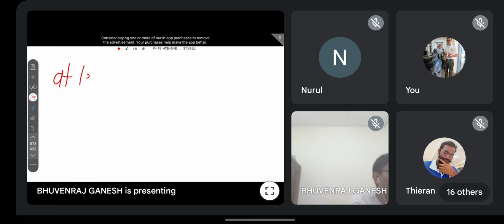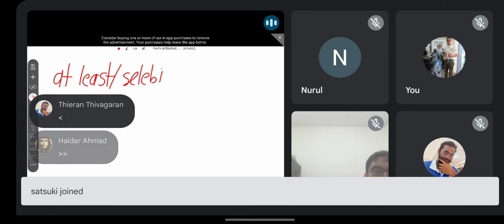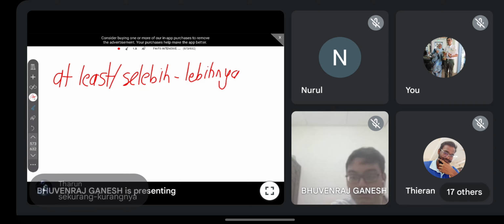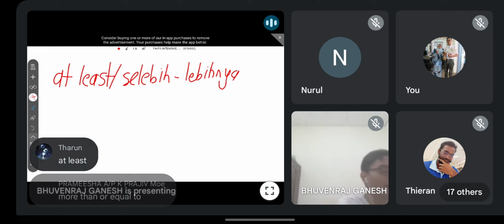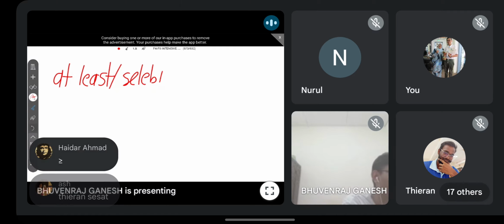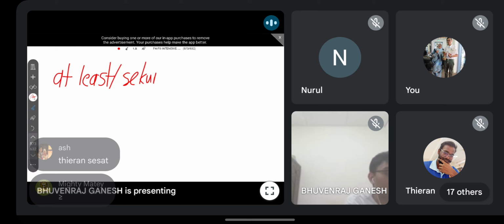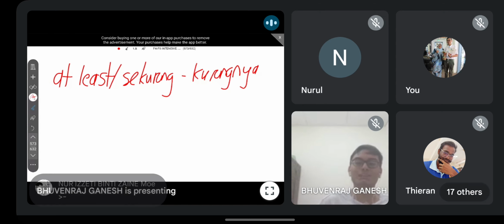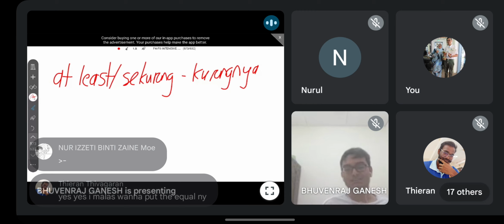First one is at least. What is the symbol, guys? At least is sekurang-kurangnya in BM. Simple situation for you: I have at least 2 girlfriends. It means more than or equal to 2 girlfriends, not less than or equal to 2 girlfriends.